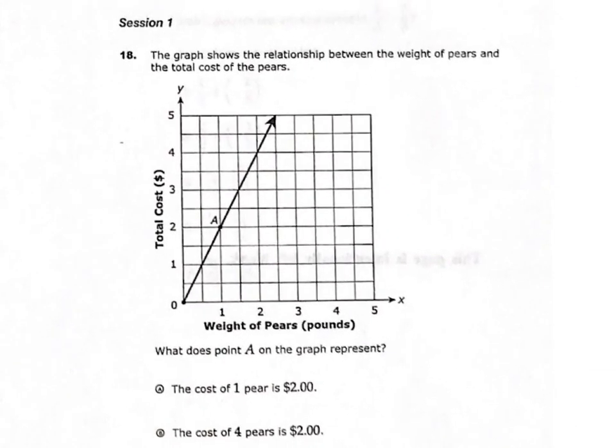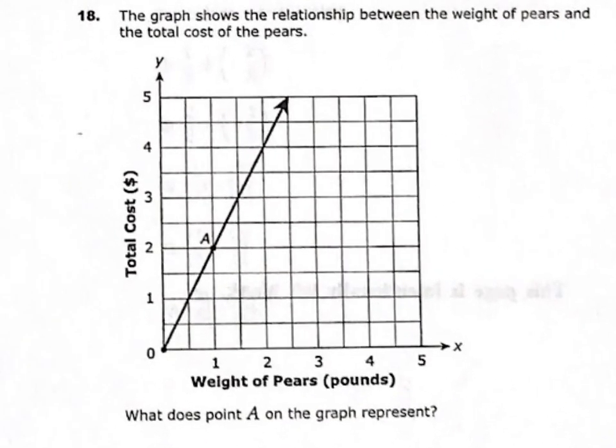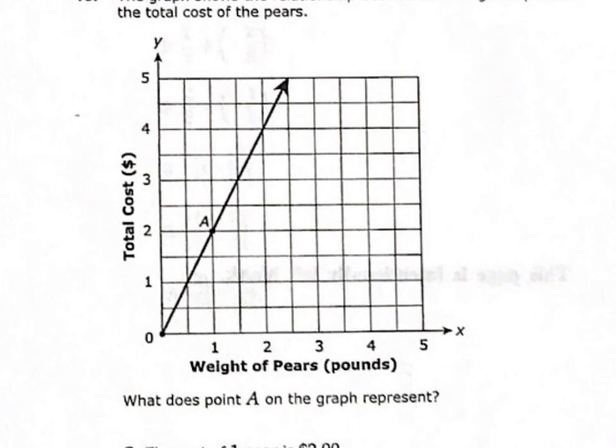It says the graph shows the relationship between pears and how much they cost. What does point A represent on the graph? So if we go to point A, we go to 2 and 1. 2 goes with dollars, 1 goes with pounds of pears.